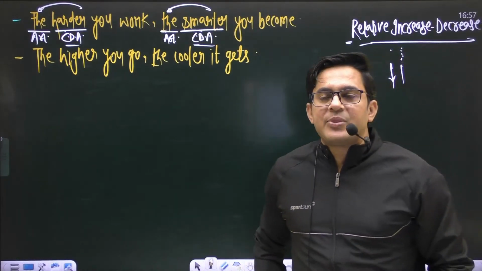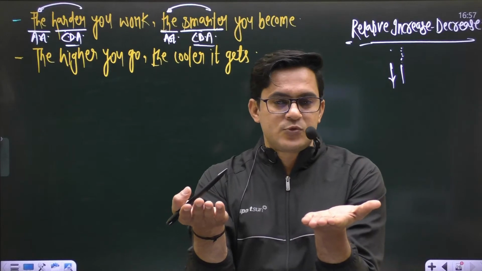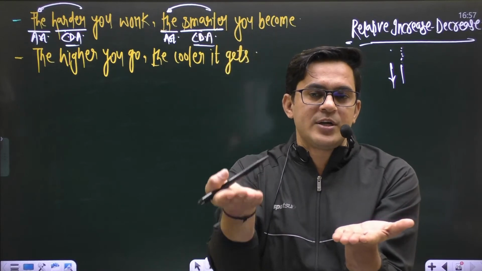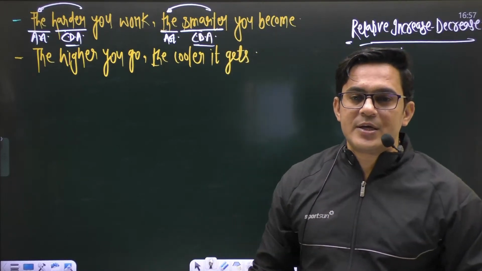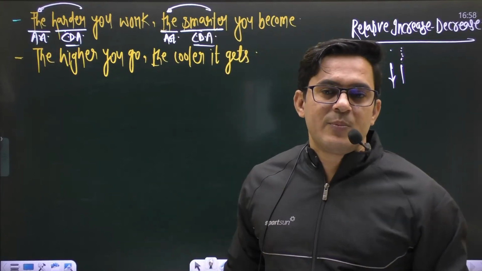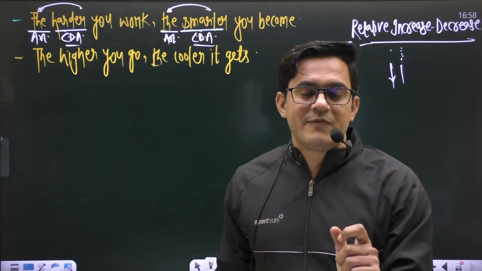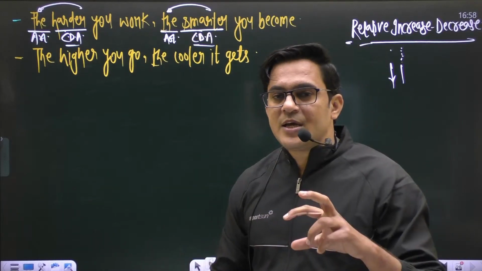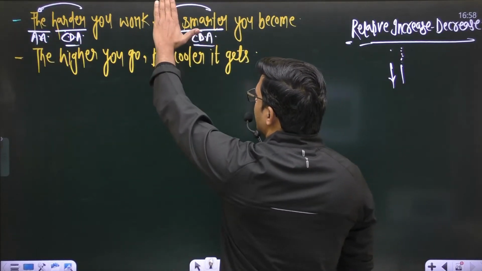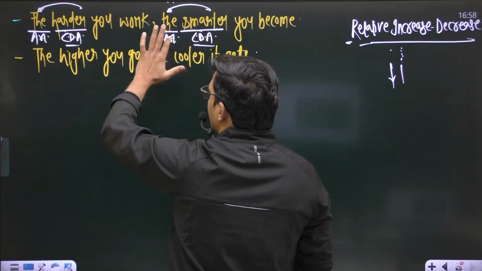Now, I said that relative increase decrease is something in which if the first one increases or decreases, its impact goes to the second one, which will also increase or decrease. So this is relative increase decrease. You have two different situations, two different adjectives, both the adjectives will be of comparative degree, and you have to use article the before both the adjectives of comparative degree.